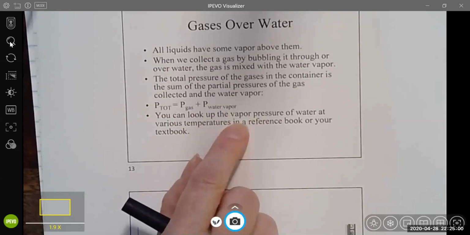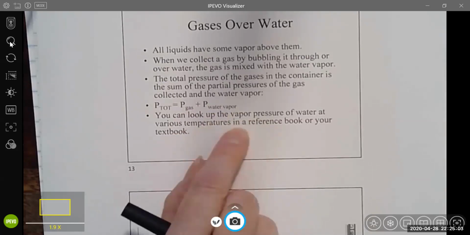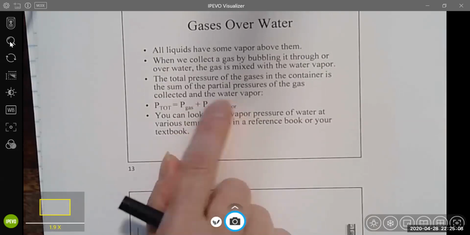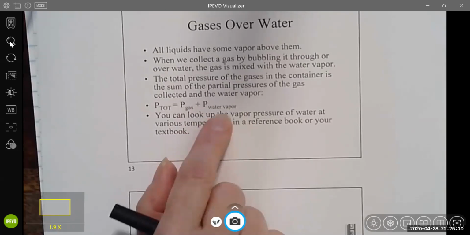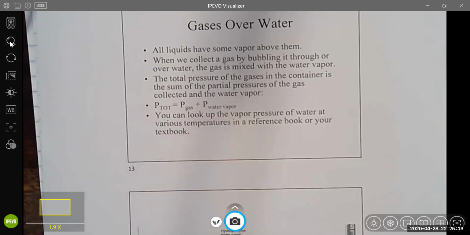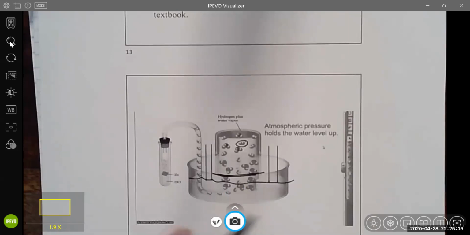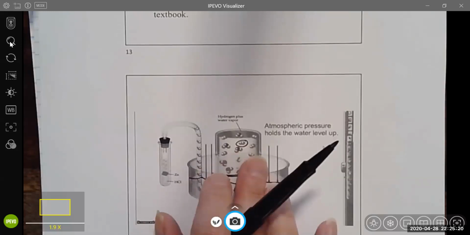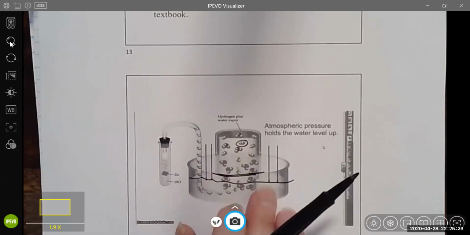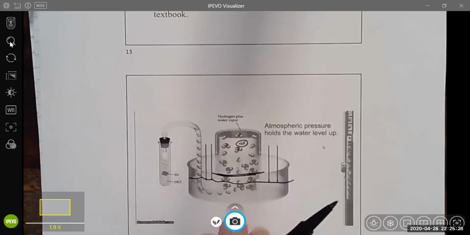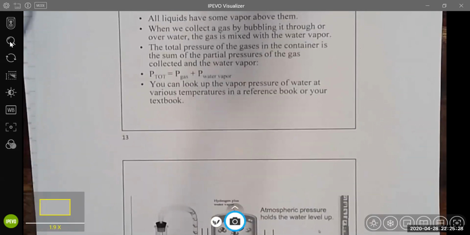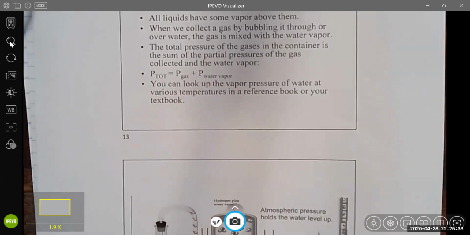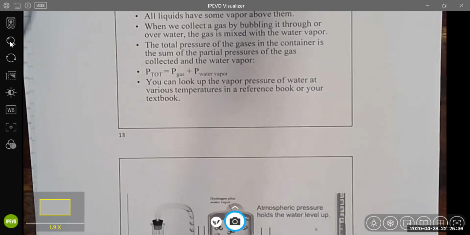For water, you can look up the vapor pressure at various temperatures in a reference book, in your textbook, online. So we have compiled this. Vapor pressure depends on temperature. The warmer the liquid is, the more of it evaporates, so the more the pressure. If this water is colder, you'll have less than you do if you do it in hot. So that's why you have to look up the vapor pressure as a function of temperature. Okay, so all that big explanation, and now we're going to try a problem.